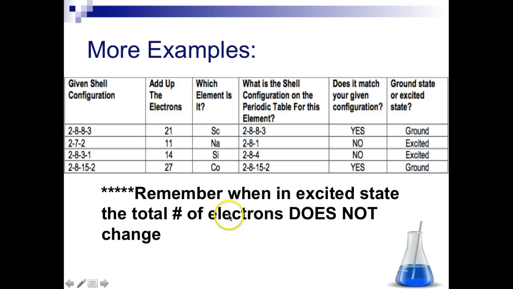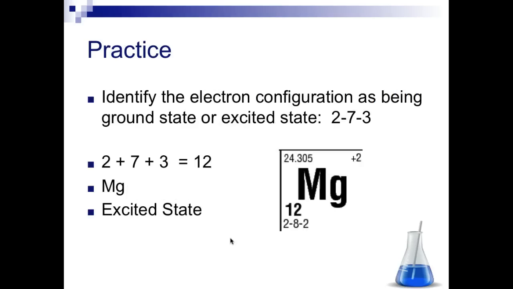Remember, when it's in an excited state, the total number of electrons does not change. The thing that does change is their placement. Where are we placing them in those rings around the nucleus of the atom?